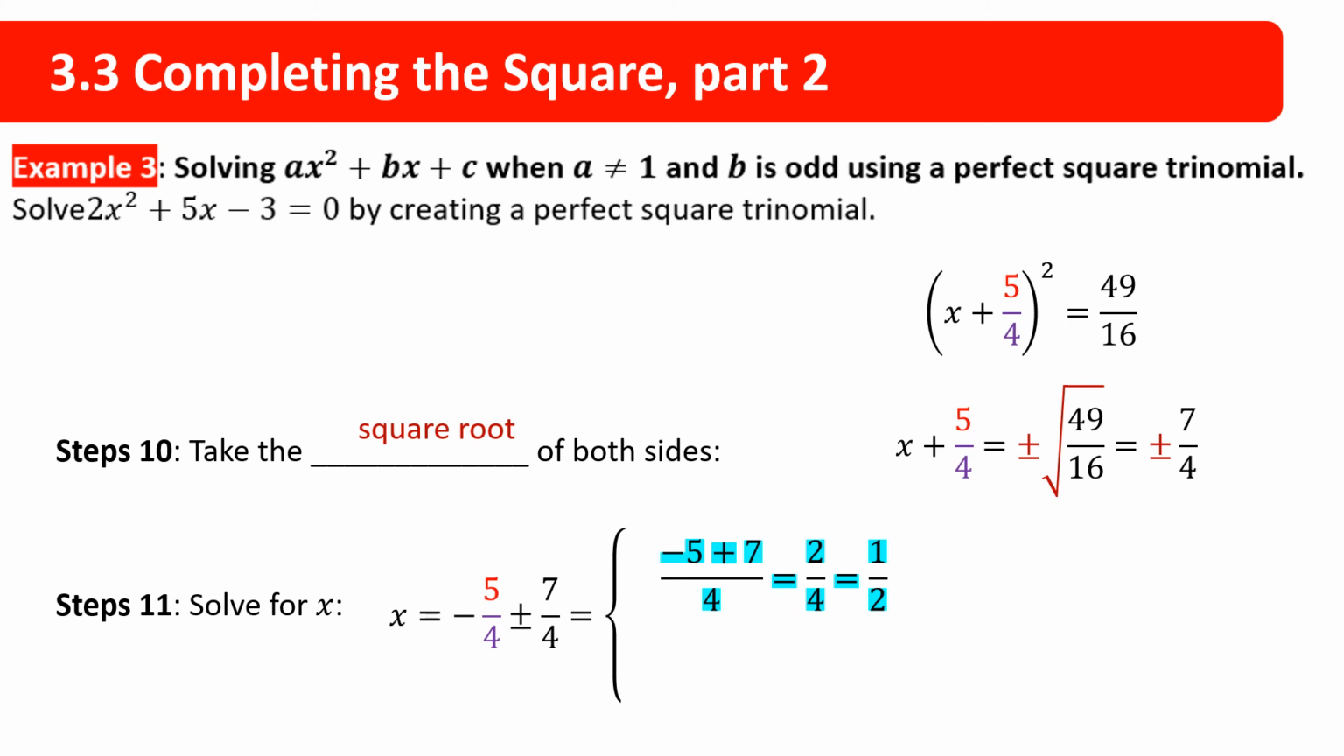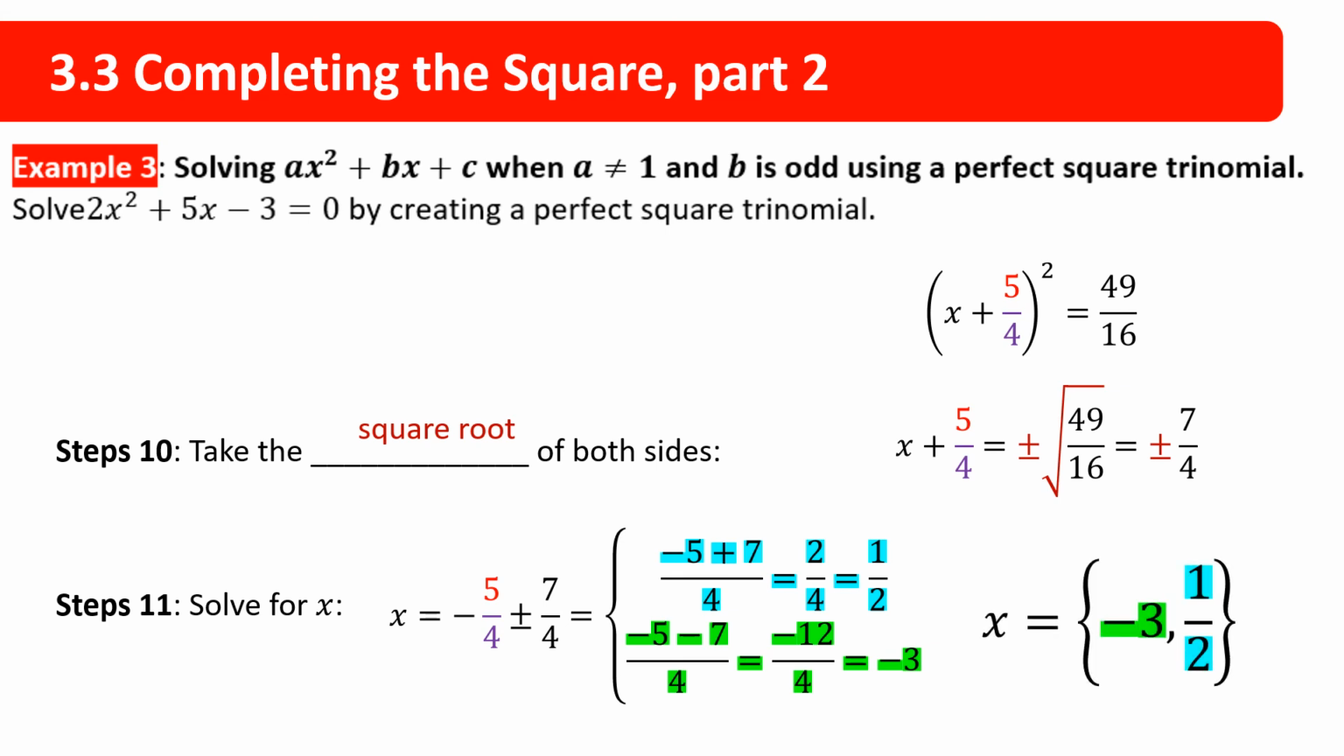First, we can take negative 5/4 and add 7/4, come up to 2/4, which is 1/2. Or if we subtract, negative 5/4 minus 7/4 should give us negative 12/4, and negative 3 comes out as our second answer. Our 2 answers are negative 3 and 1/2.